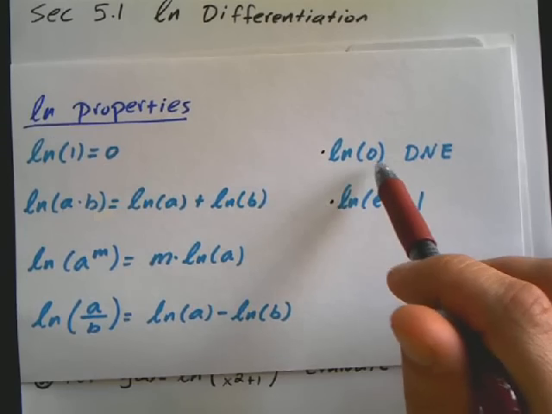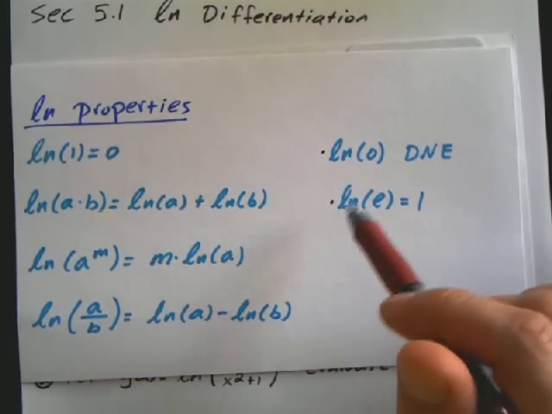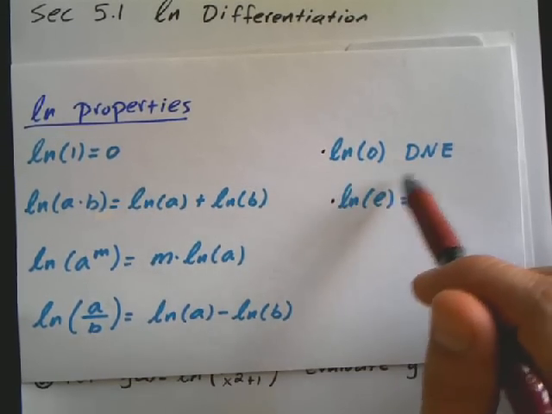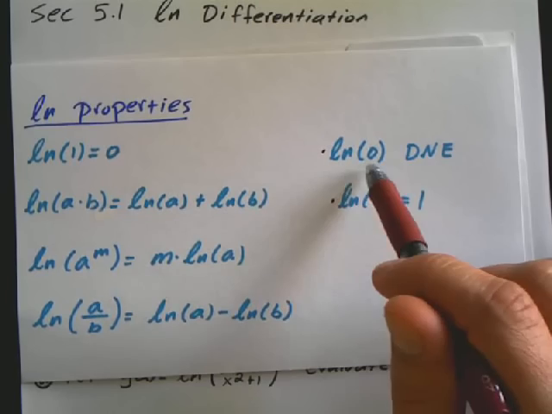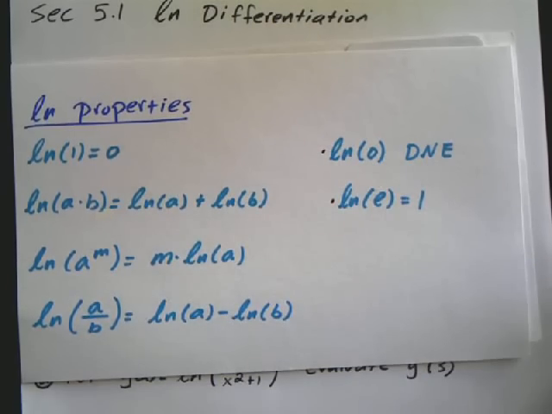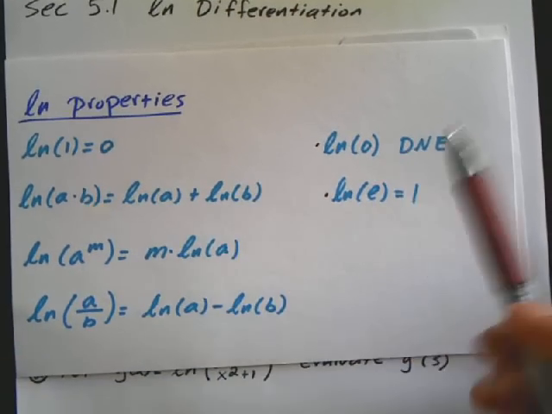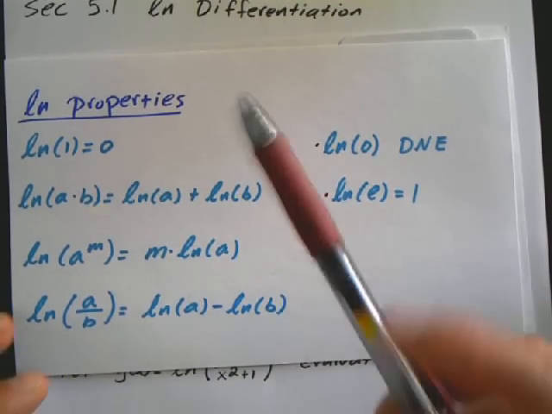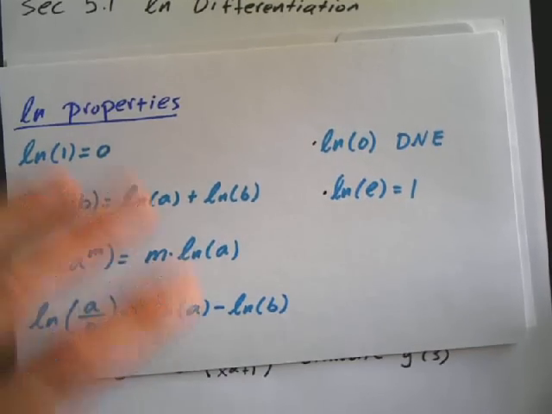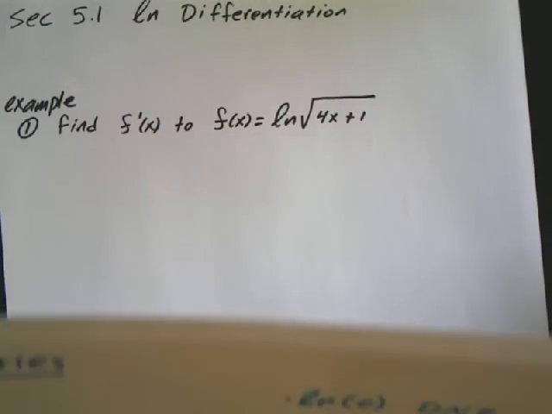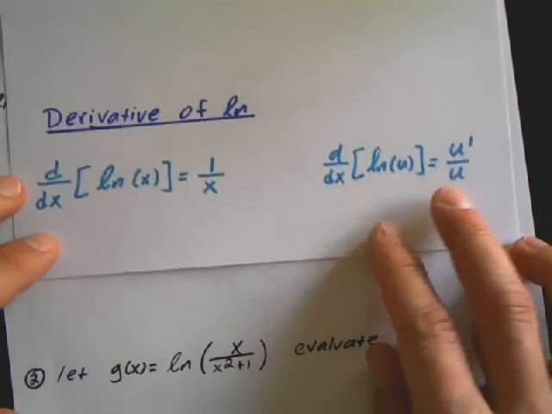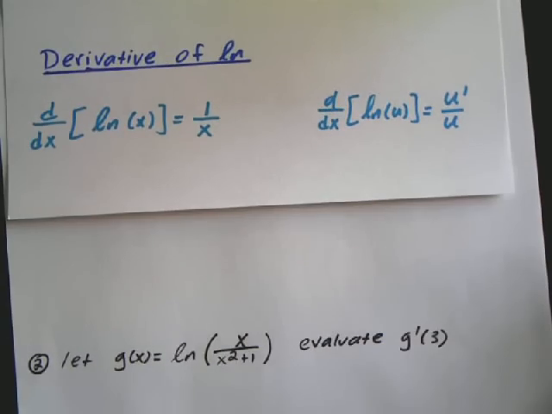For some reason, this one is one that students think that ln of 0 equals 0, or don't remember that ln of 0 is undefined. I can go over some of these with you in class individually if you have questions of where these properties came from. But alright, now going over the actual derivative of a logarithm.